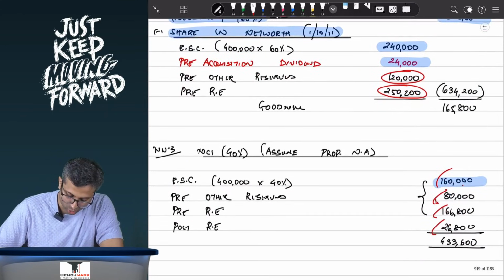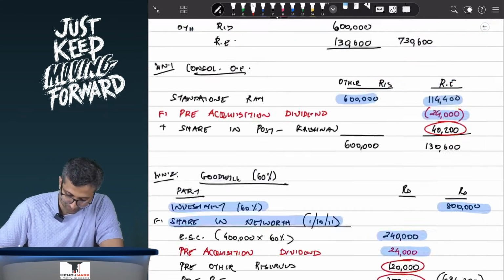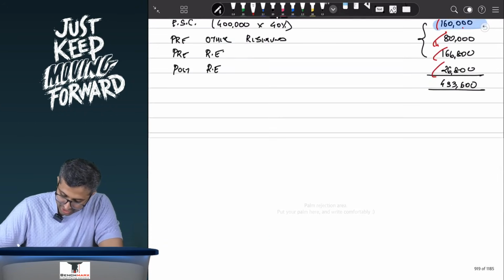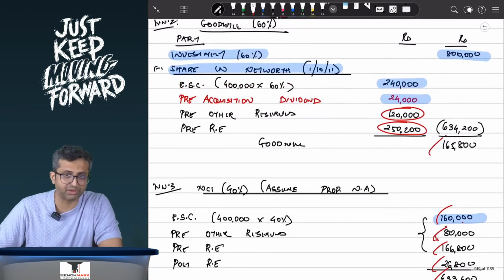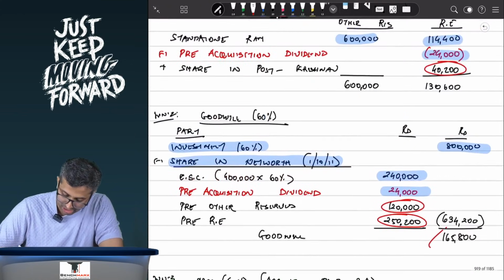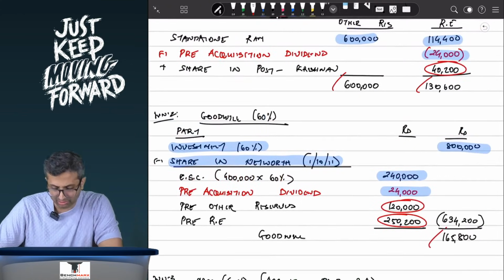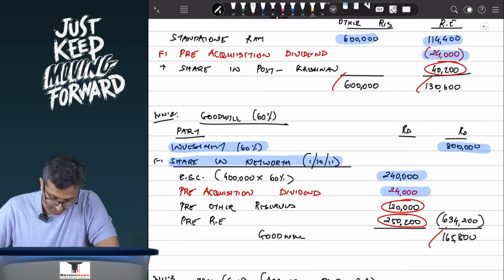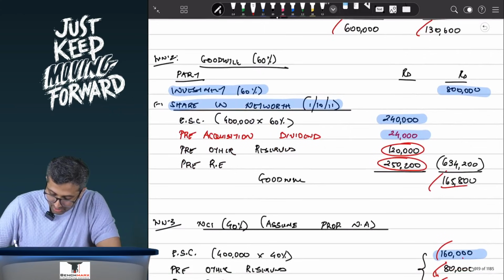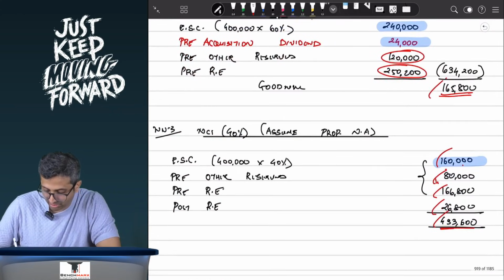That is, I will total up, for example, the N.C.I, which is at 433,600. I will total up and find the goodwill as 165,800. There is no further impairment adjustment, and I will total up the reserves at 6 lakh and 1,30,600. So, your total reserves will be 7,30,600. Your goodwill will be at 165,800 and your N.C.I will be 433,600.